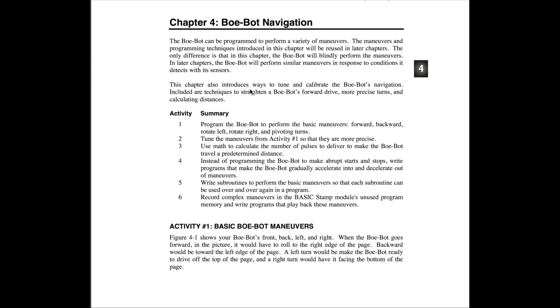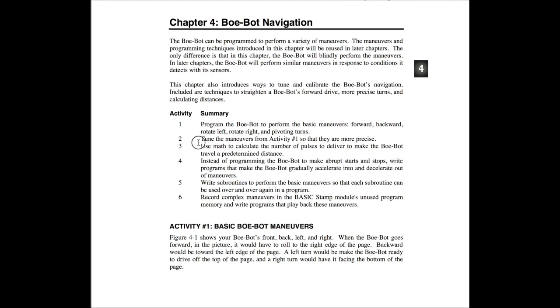This chapter also introduces ways to tune and calibrate the Bobot's navigation. Included are techniques to straighten the Bobot's forward drive, more precise turns, and calculate distances. Alright, so the activities here. Activity 1, program the Bobot to perform the basic maneuvers: forward, backward, rotate left, rotate right, and pivoting turns.